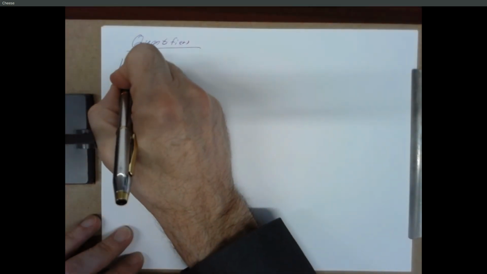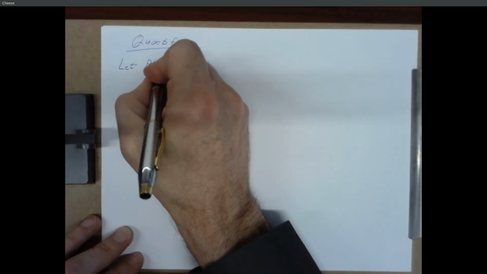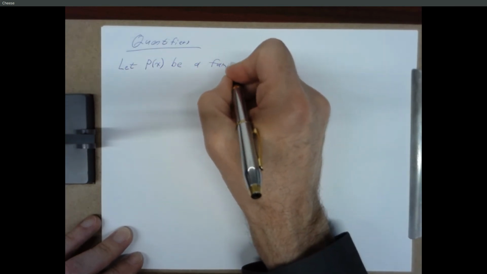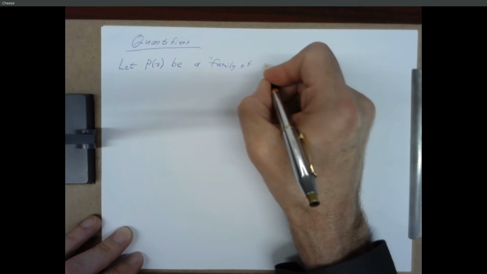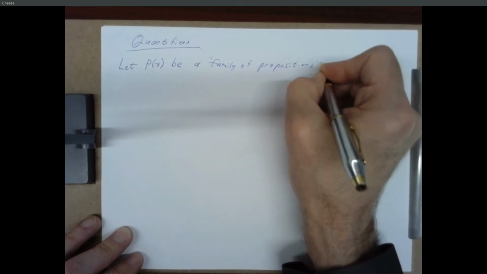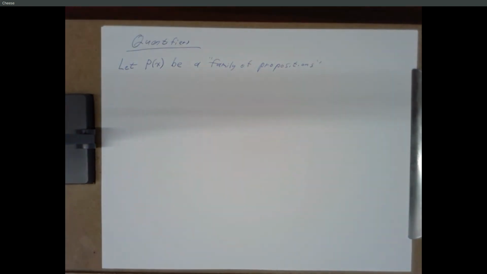All right, we're going to talk about what are called quantifiers. And quantifiers relate to what we can think of as a family or a collection of propositions. So let P of X be a family of propositions, where X is some kind of variable, some kind of placeholder. And we need to know what the possible values of X are.